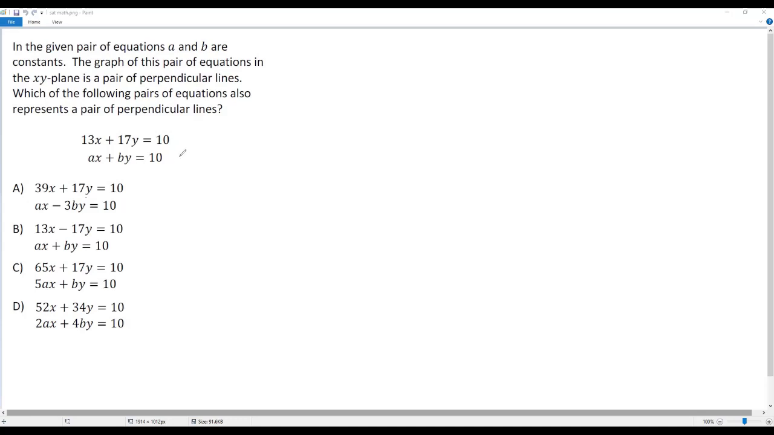Sure, we have a SAT math problem. Okay, let's go to the question. In the given pair of equations, a and b are constants. The graph of this pair of equations in the xy-plane is a pair of perpendicular lines. Which of the following pairs of equations also represents a pair of perpendicular lines?